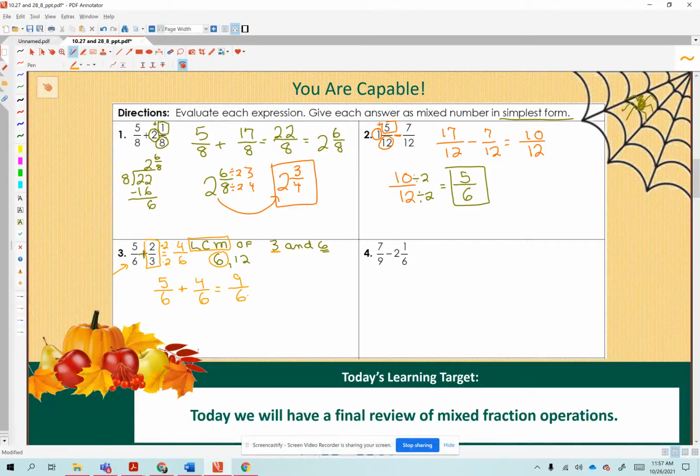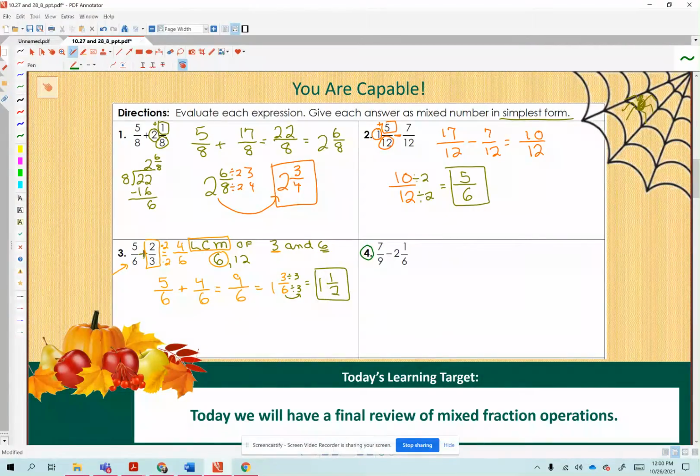So 9/6 means that we have one group of 6 with 3/6 left over. But we can divide the 3 and the 6 by 3. They're both divisible by 3, which would give us 1, since 3 divided by 3 is 1, and 6 divided by 3 is 2. So that would give us 1 and 1/2 as our final answer.